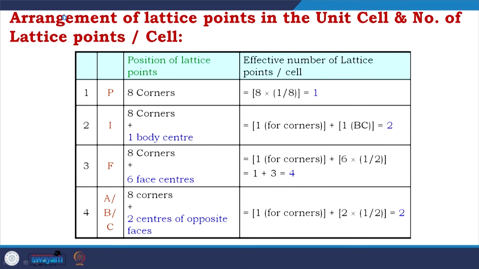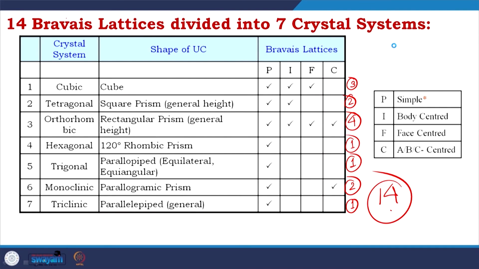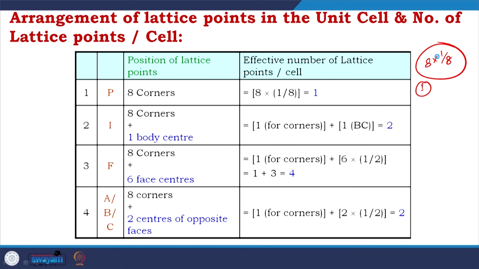Arrangement of lattice points in the unit cell and the number of lattice points per cell. If it is primitive, there are 8 corners and the effective number of lattice points per cell is 8 into 1 by 8, so 1. For I, if you do not remember, go back, I is body centered, centered at the body. So, 8 corners and 1 point for the body center. So, 1 plus 1 is 2.